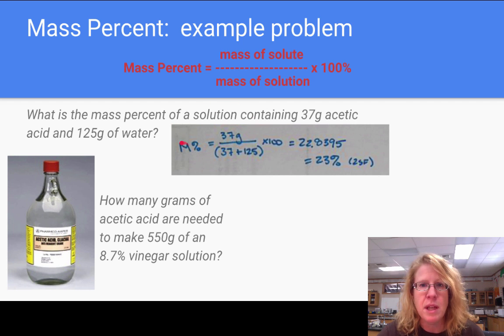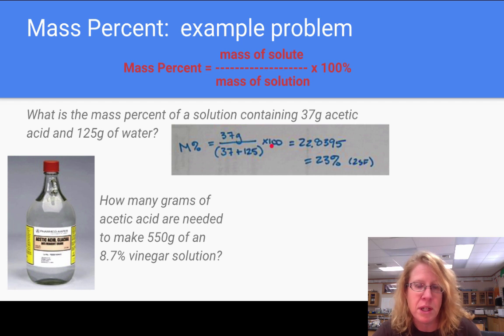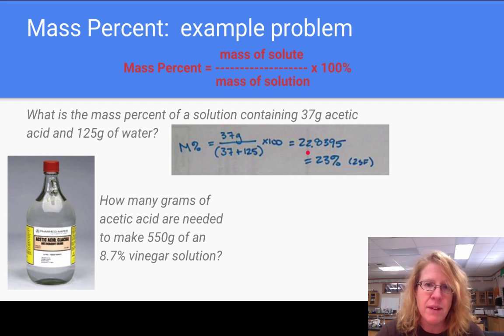So mass percent is equal to the mass of the solute up on top, divided by the total mass of the solution. So you can see what I've done here is I've added the two components together. Again, it's a mixture. You have to have the solute and the solvent in there together to get the total mass of solution, and then you multiply by 100 to turn it into a percent. So when you calculate it out, you get 22.8395, and then I'll remind you, you have to do sig figs.